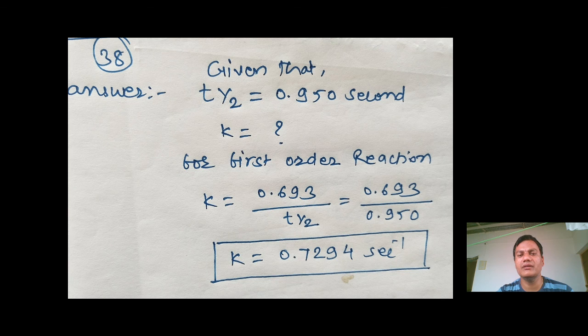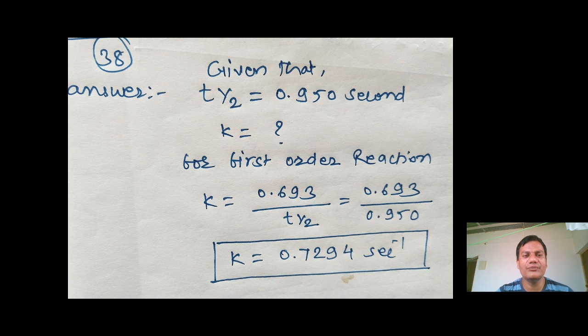The formula is very simple. k is equal to 0.693 by t half. Put in the value of the half life period which is given and just divide. You will get the answer 0.7294 per second. Remember the unit for rate constant is per second because this is first order reaction kinetics. So in this way we can solve this one.